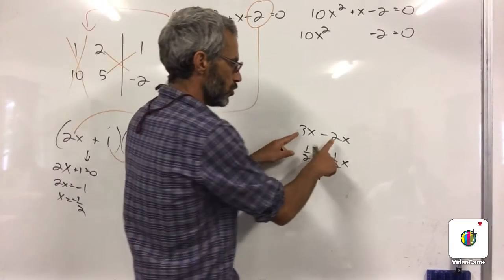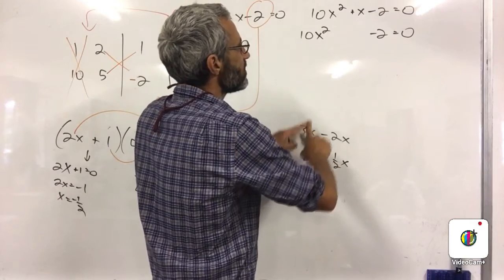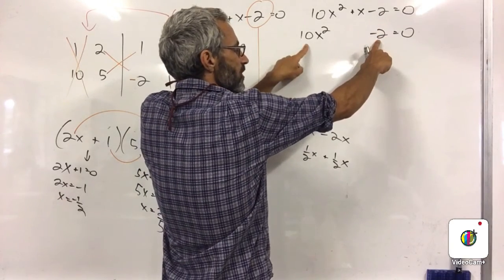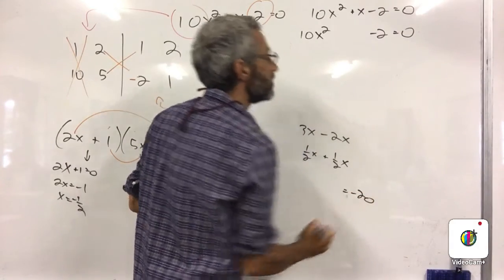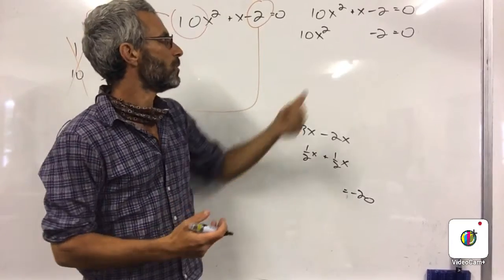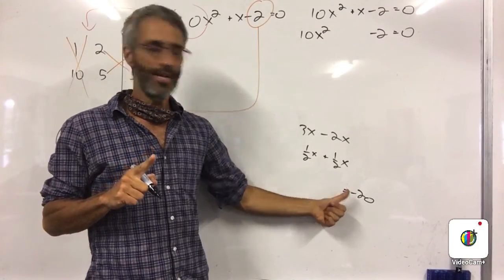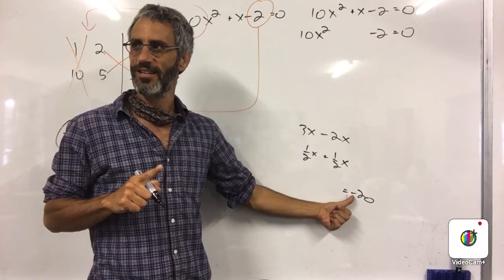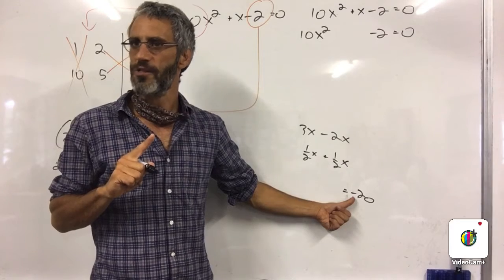We need to choose the two numbers that, if we multiply them, will give us the product of these two numbers. In other words, it has to be minus 20. So we're looking for two numbers that if we add them, we get 1. If we multiply them, we'll get minus 20. The fact that you have a minus there means one of these has to be negative, one has to be positive, right?